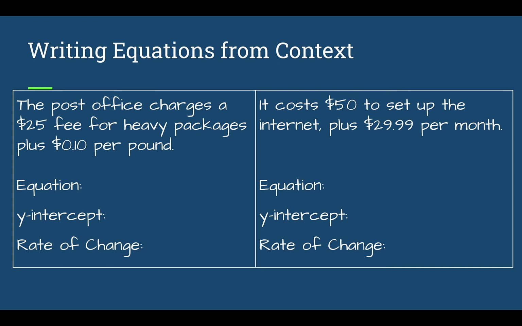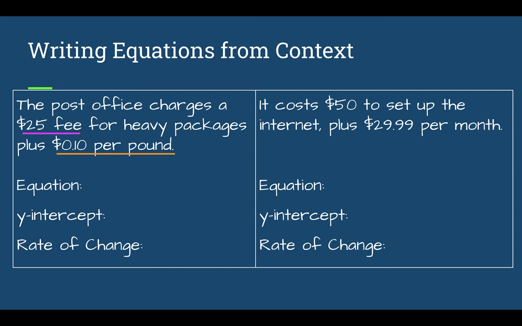Next example. A post office charges a $25 fee for heavy packages plus 10 cents per pound. I have two numbers given. So one of them is our fee. That's our extra. No matter what, it's only going to cost $25.